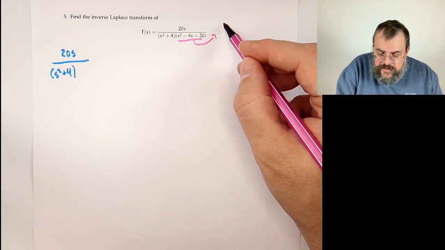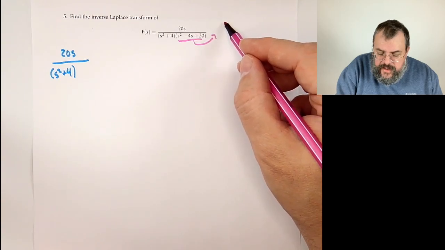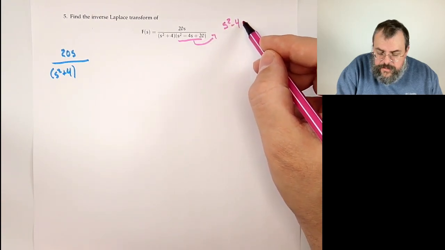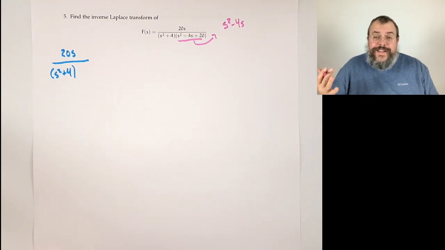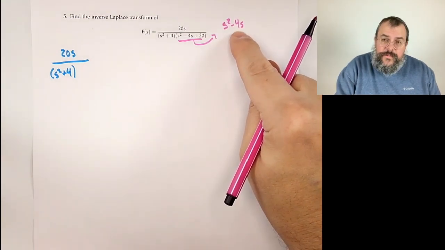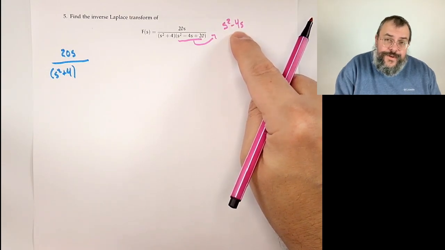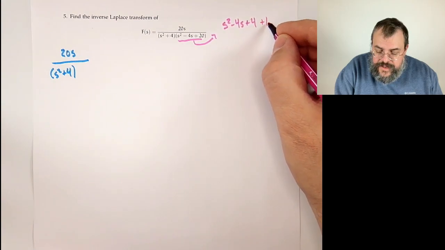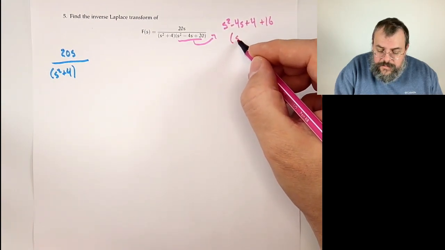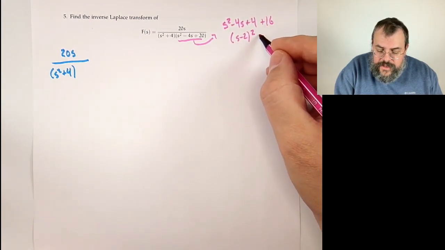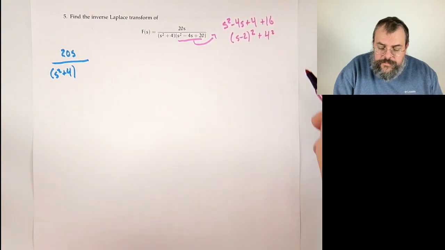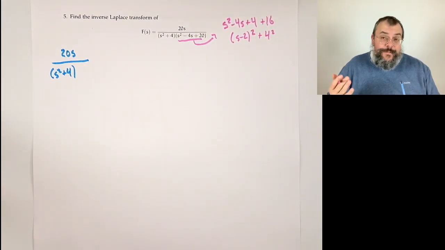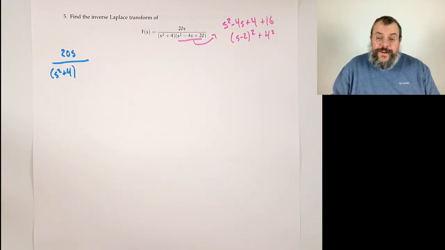And if you look at this, think about completing the square. S squared minus 4s, what would you need to add to that to complete the square? Well, negative 4 over 2 is negative 2, squared is 4. Then, of course, add 16 more, which makes s minus 2 squared plus 4 squared. So that means the complex roots. It also means that's factored as far as it can go.